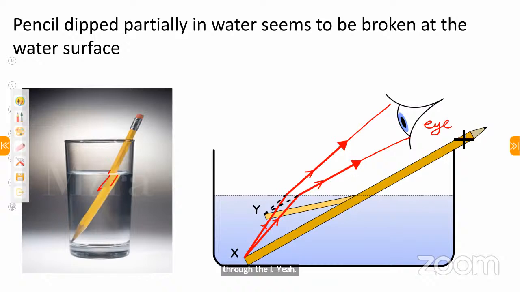The pencil seems to be bent from here. Right, that phenomenon would be number 3 or 4. Number 3, leave a space to paste this diagram, 2 diagrams.